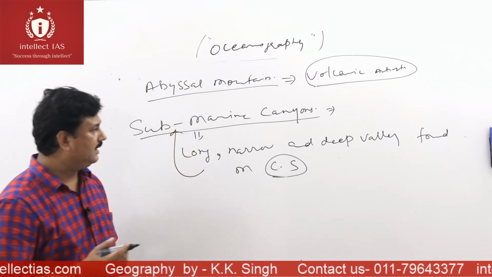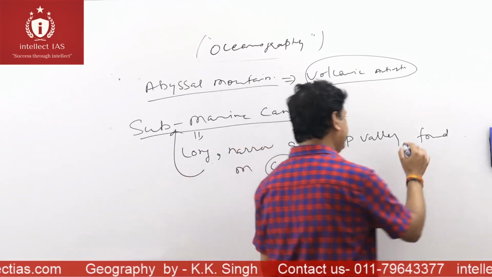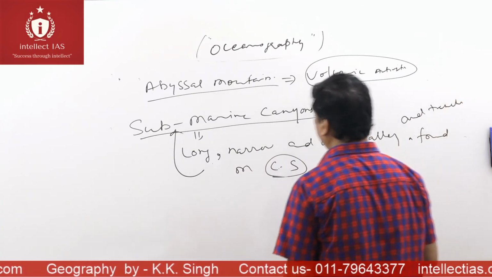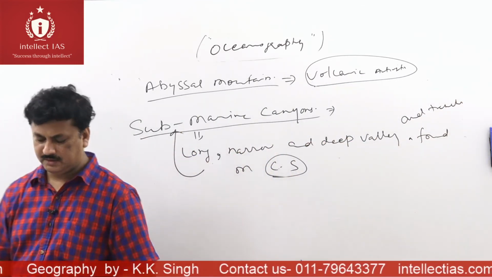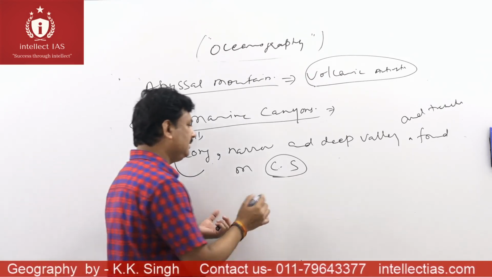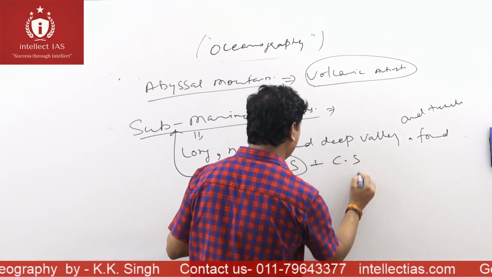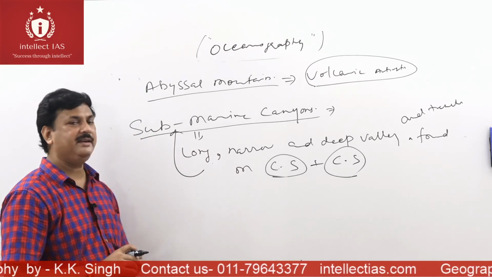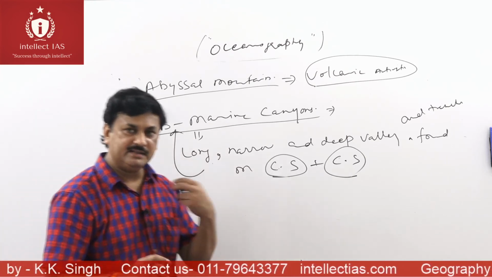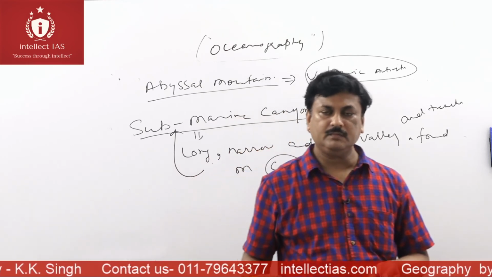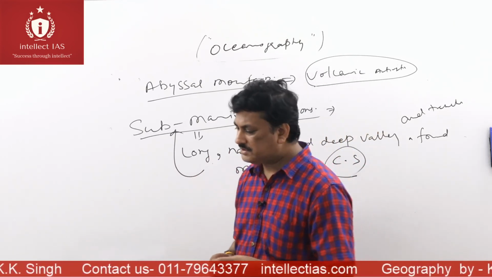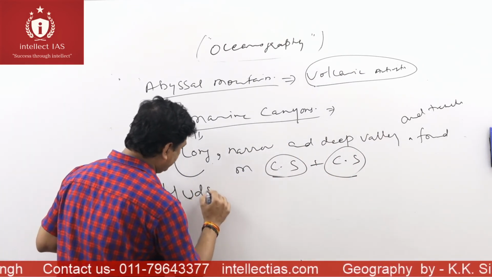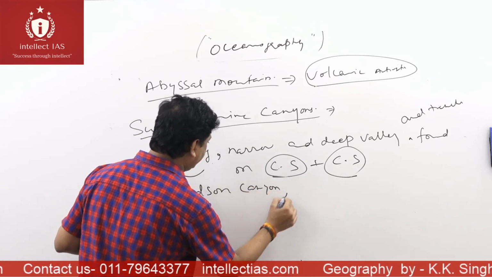Okay? Deep valleys and trenches found on continental slope. Okay? Slope and both. Continental shelf and continental slope, on both. Okay? So these valleys are called submarine canyons. For example, Ganga canyons, Indus canyons. Okay? Amazon canyons is there. The most important canyon is the Hudson Canyon. The famous canyon is Hudson Canyon. Hudson is a river of North America.